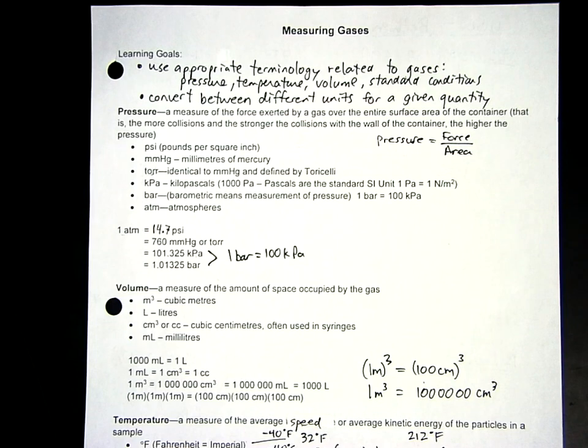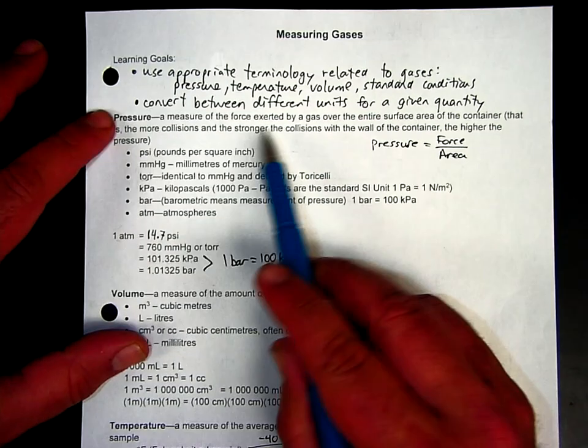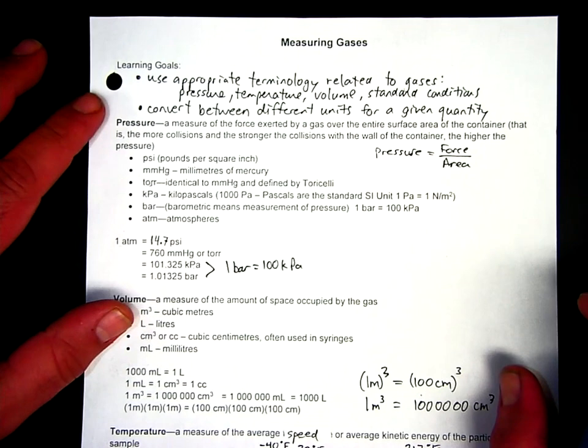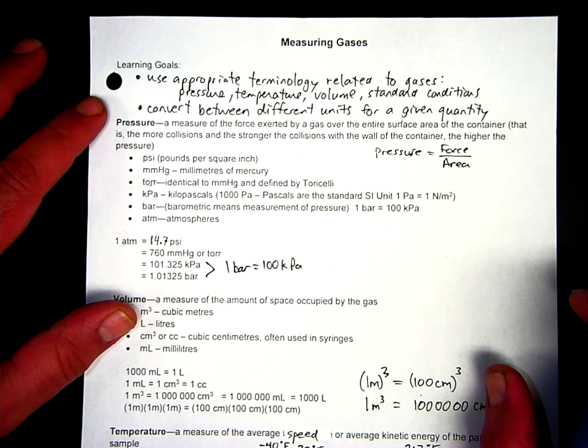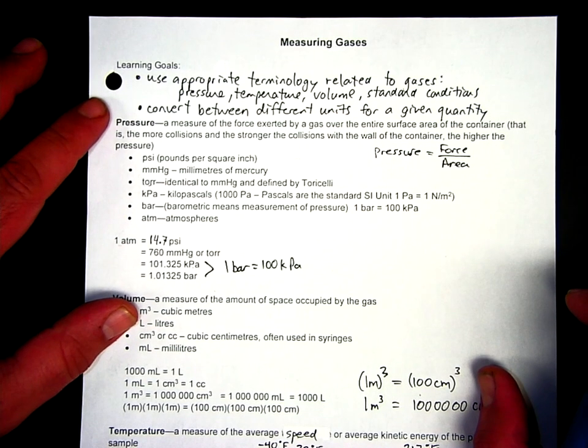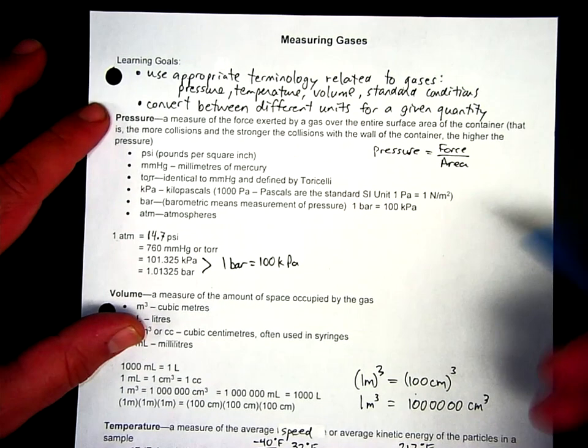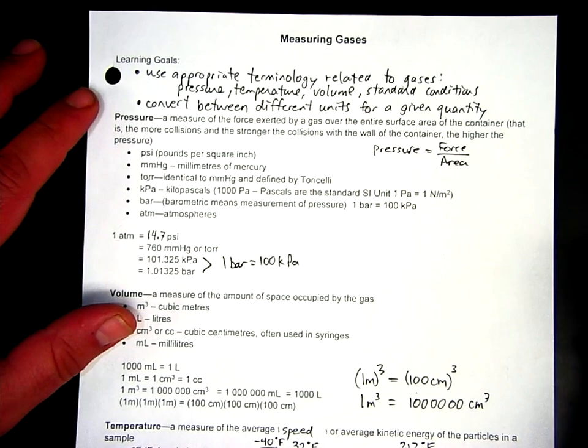pressure is going to determine the number of collisions that are occurring and the force of those collisions between the particles of the gas and the interior of the container that the gas is found in. So it's a measure of the force exerted by a gas over the entire surface area of the container. Okay, that is, the more collisions and the stronger the collisions with the wall of the container, the higher the pressure will be.